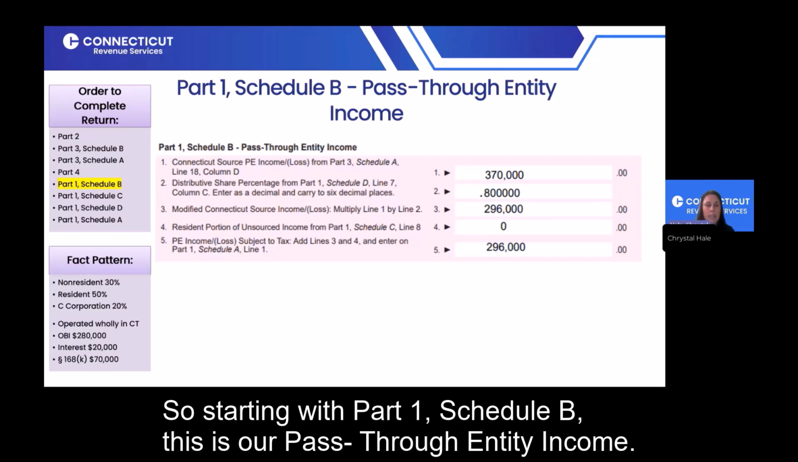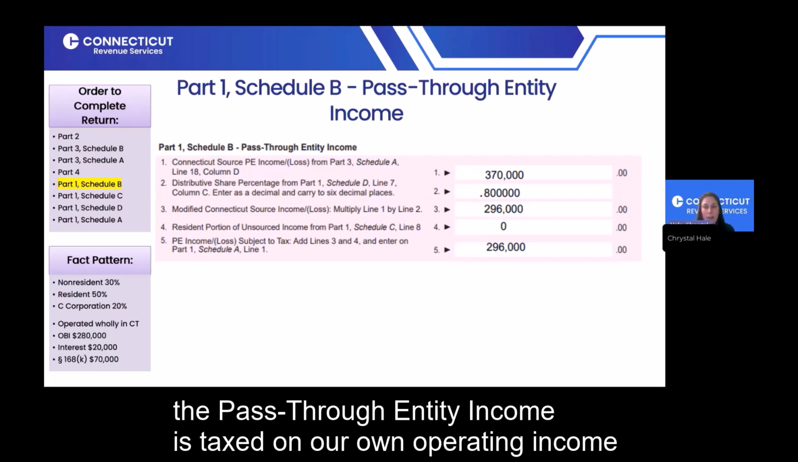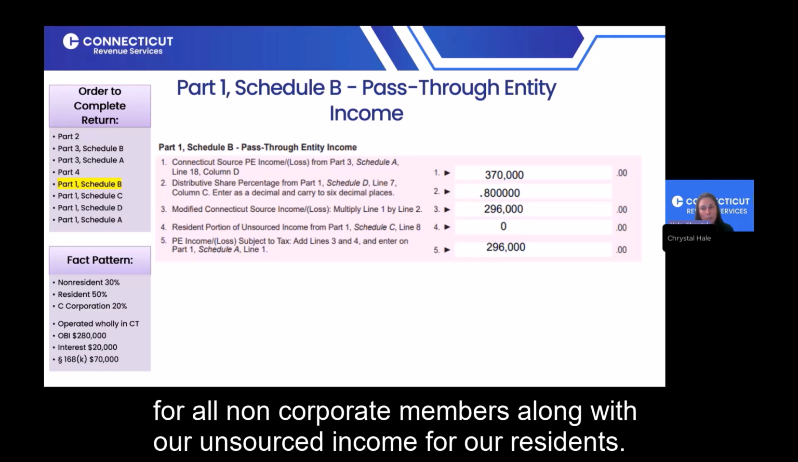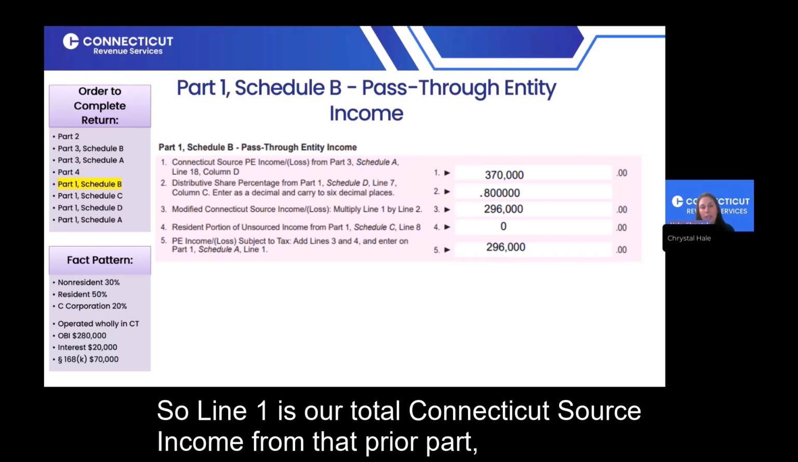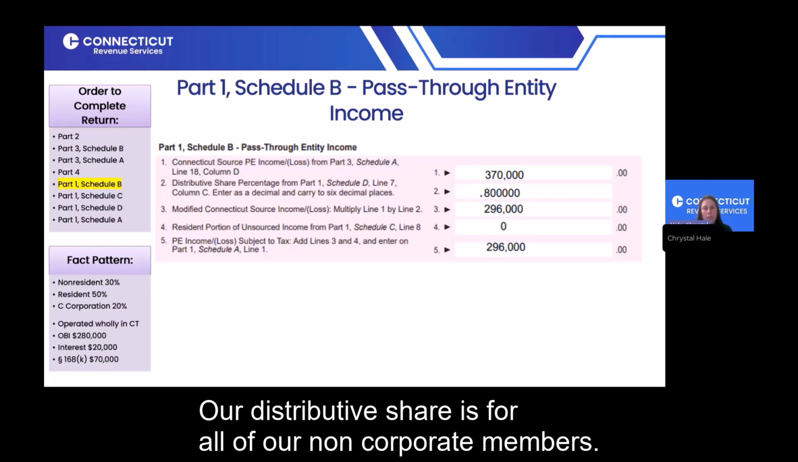Starting with Part 1, Schedule B, this is our pass-through entity income. If you were here for the first webinar, the pass-through entity income is taxed on our own operating income for all non-corporate members, along with our unsourced income for our residents. So line 1 is our total Connecticut source income from that prior part we just completed, Part 3, Schedule A, totaling $370,000. Our distributive share is for all of our non-corporate members.